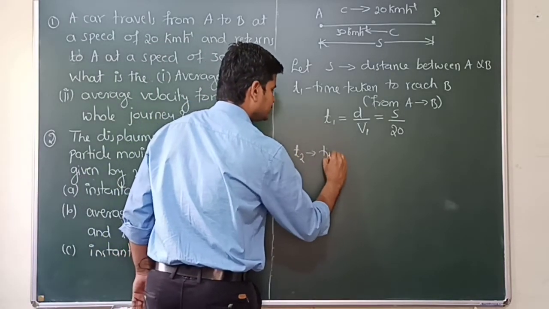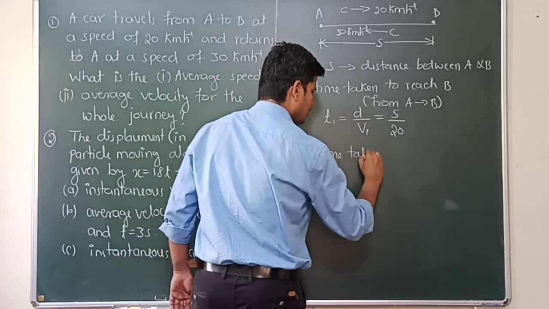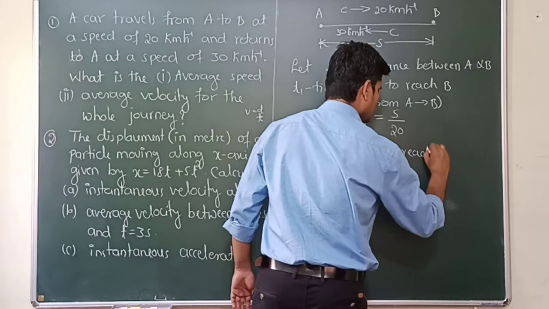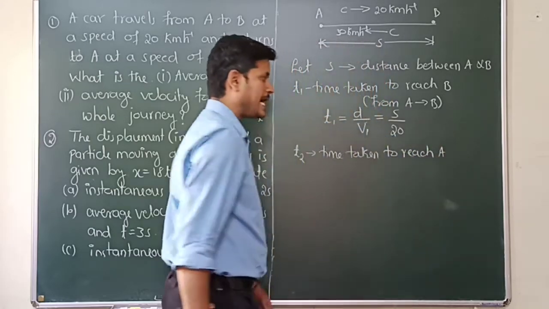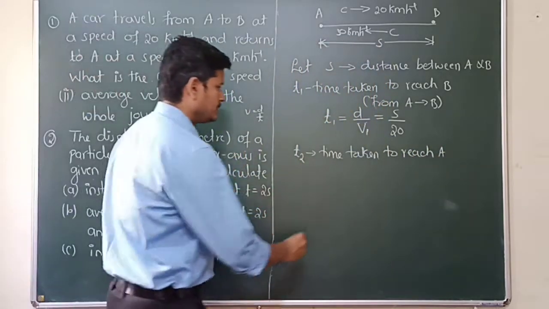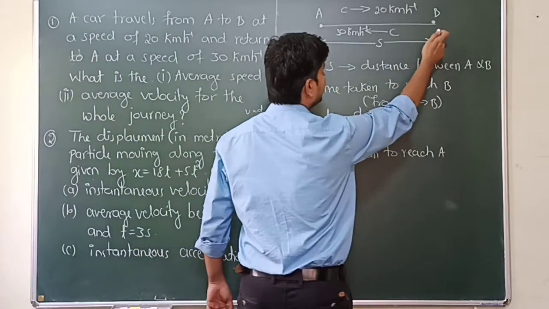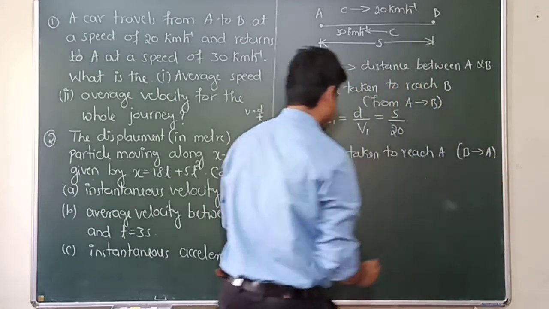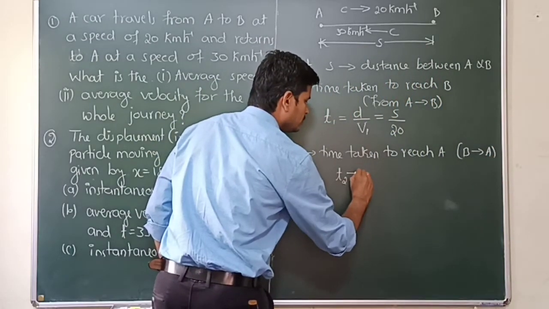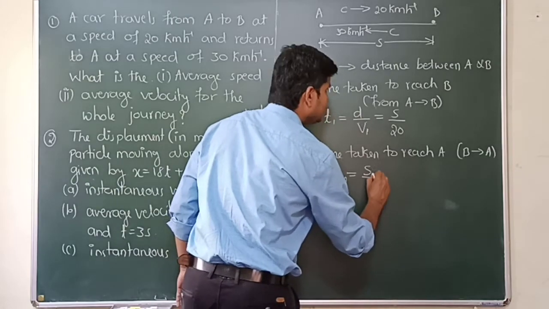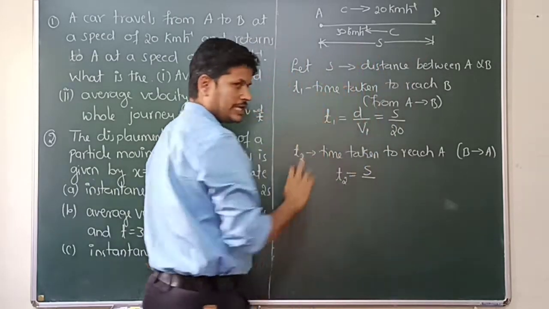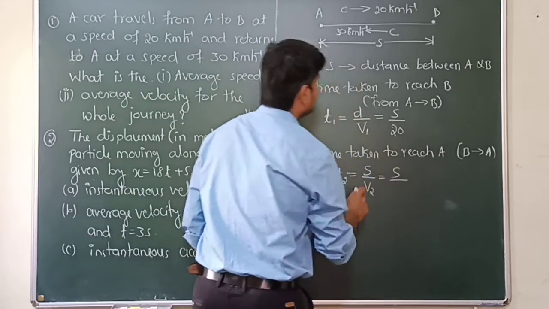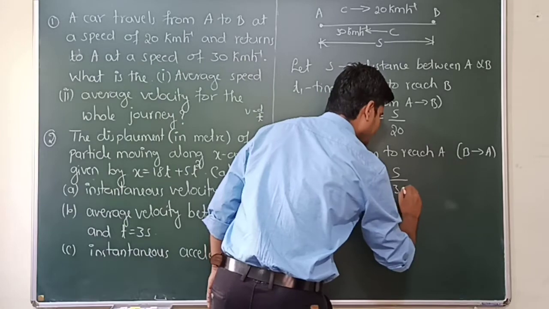Now, T2 is what? Time taken to reach A, that is from B to A. Correct? T2 is equal to, once again, the distance remains the same, S, divided by V2, which is 30.